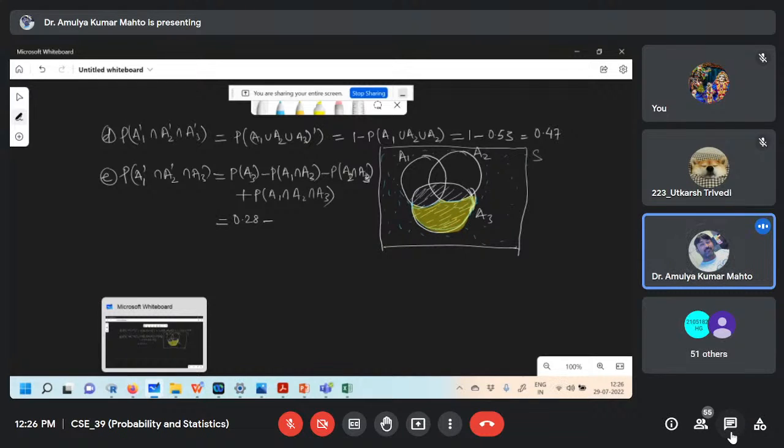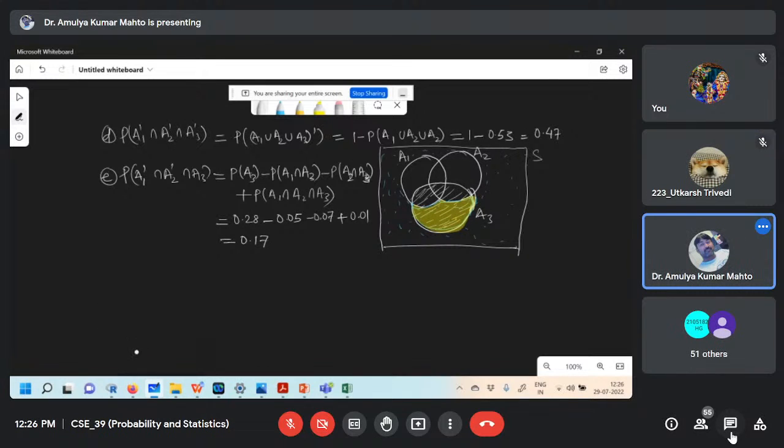Got it? Small correction. So A1 intersection A3 is 0.05 and this one is 0.07 plus this part is 0.01. You can calculate this value. This is going to be 0.41. No, it will not be 0.41. Oh, sorry, sir. 0.17, I think. Is it okay? Yes, sir.